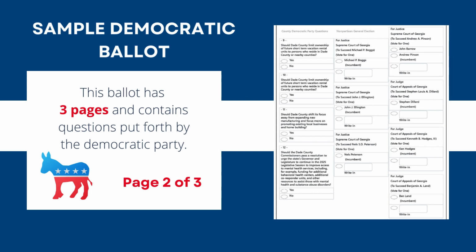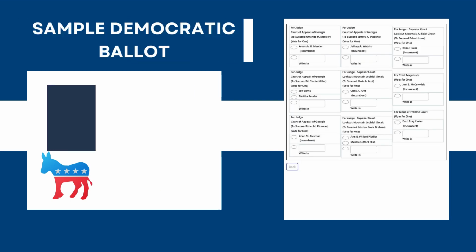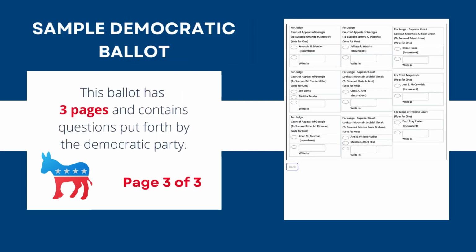Pages 2 and 3 of the Democratic ballot wrap up the party questions and then go into the justices and judges for local and state offices. The biggest difference we're going to see between the Democratic, Republican, and nonpartisan ballots are simply local candidates. Most of our local candidates are only on the Republican ballot.